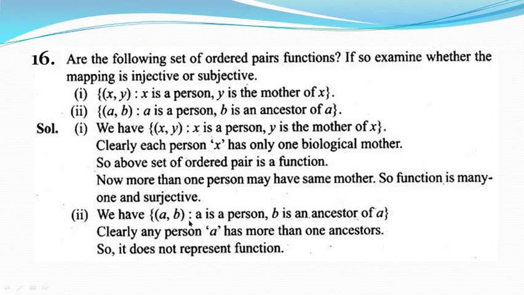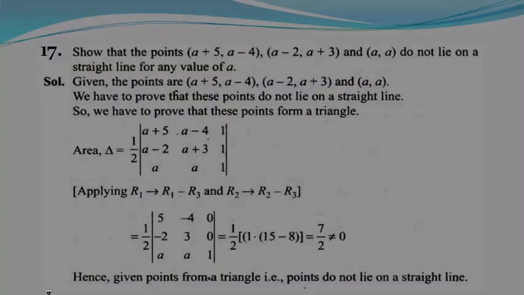Now the second part, (A, B), A is a person and B is an ancestor of A. Clearly any person A has more than one ancestor, so it does not represent a function.